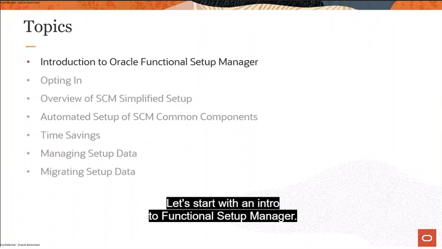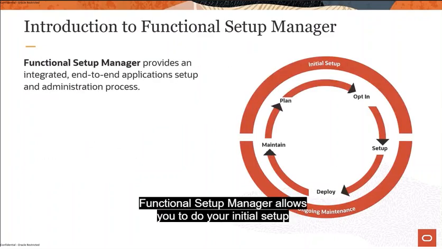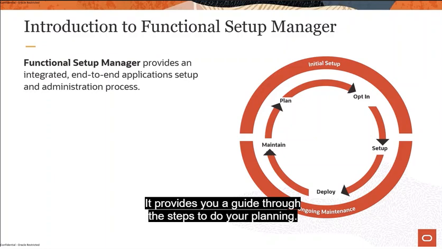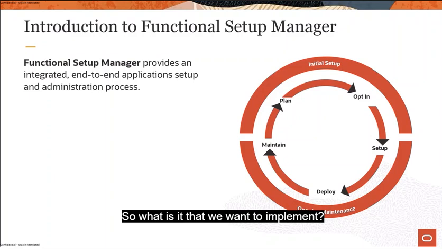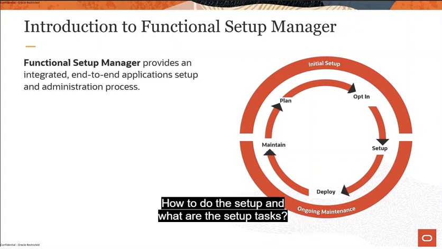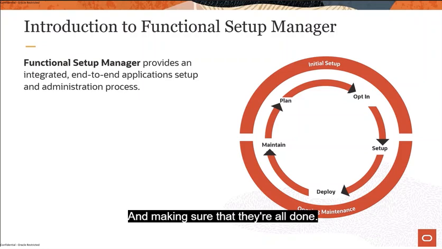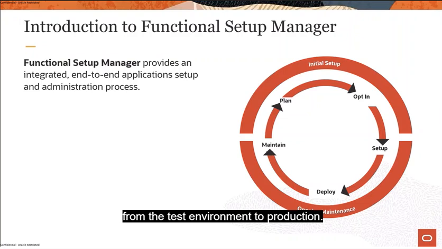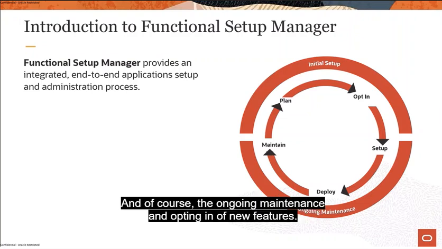Let's start with an intro to Functional Setup Manager. Functional Setup Manager allows you to do your initial setup and ongoing maintenance. It provides you a guide through the steps to do your planning. So what is it that we want to implement? How to opt in and select the offerings, functional areas, and features that best fit your business needs. How to do the setup and what are the setup tasks, and making sure that they're all done. Deploying, which moves your verified setup data from the test environment to production, and of course the ongoing maintenance and opting in of new features.